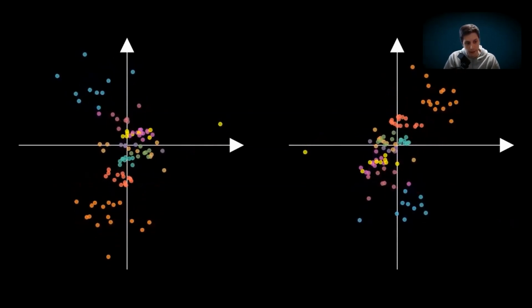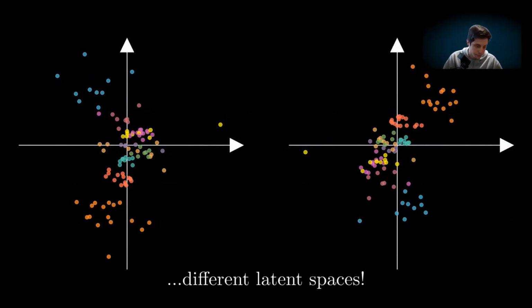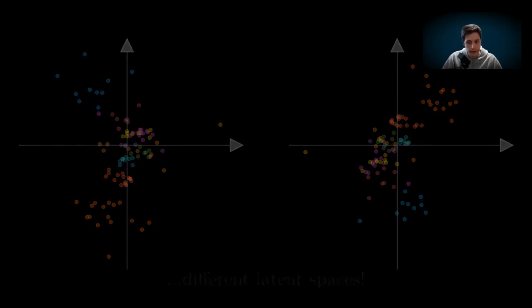Here we are visualizing the same data points, the same images, and the colors are the classes. So 10 colors, one for each digit, from 0 to 9. And as you can see, we obtain different latent spaces, even though the model, the task, and the data were the same. And I'm sure you noticed that these two are actually quite similar. So let's see one transformation to make them very similar.